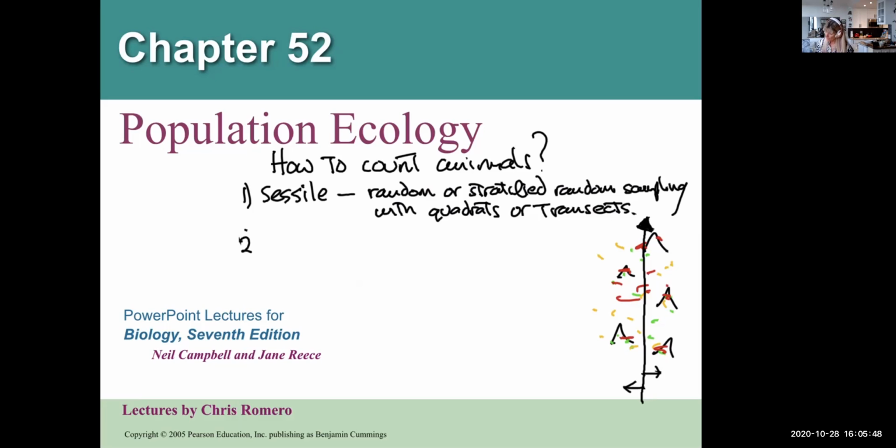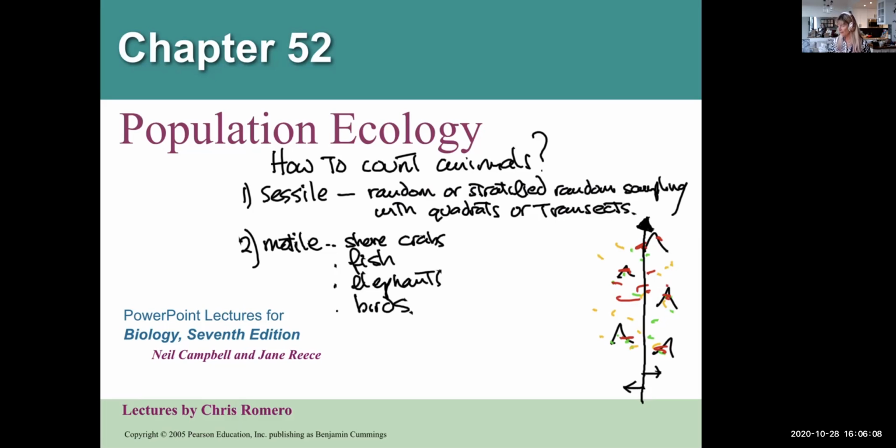Let's see, what if they moved around a lot? So motile, lake, shore crabs, or fish, or elephants, or birds. So there are all kinds of creative ways of counting things. Just birds, for example, we do a bird count in Stanley Park, or we used to when we were able to all get together. Hopefully we can do that again soon. I guess somebody's just doing it by themselves nowadays.